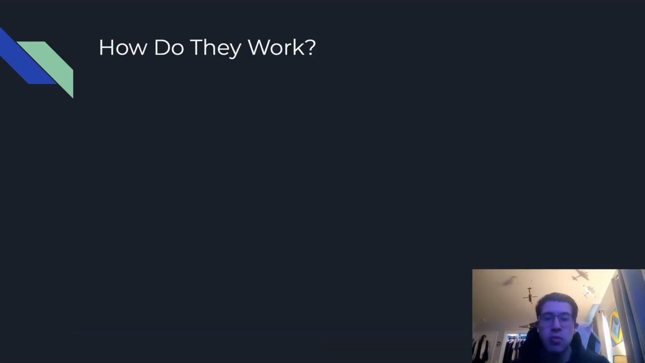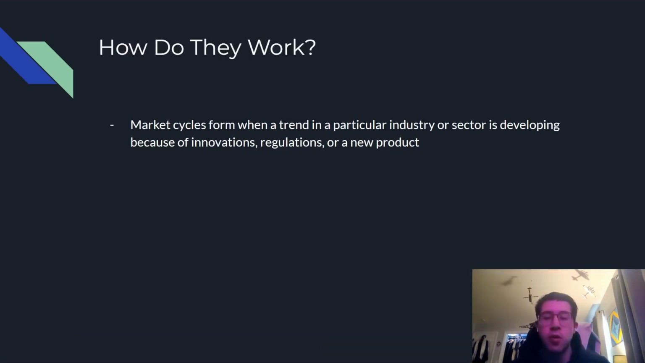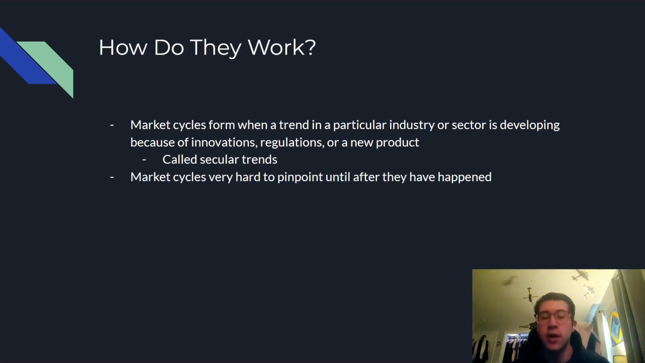And how do market cycles actually work? Well, they form when a trend in a particular industry or sector is developing because of innovations, regulations, or a new product. And these are known as secular trends. Now, market cycles are very hard to pinpoint until after they've already happened. So you can't just say, okay, it's starting here and ending here until after the market cycle has happened, right?